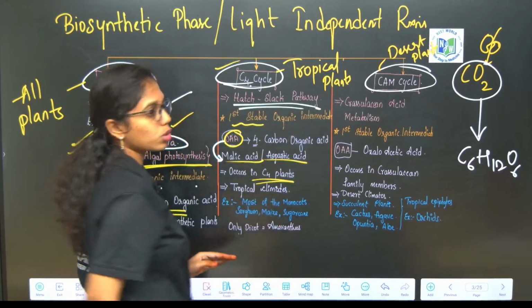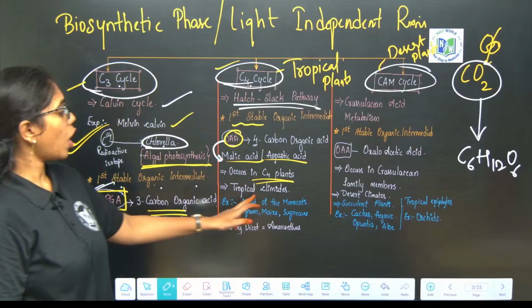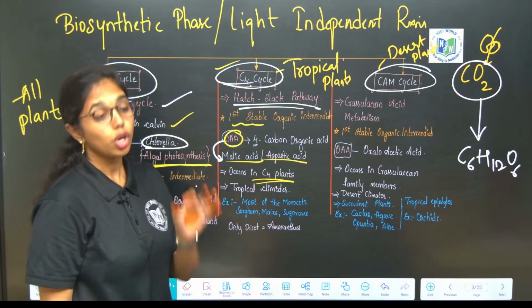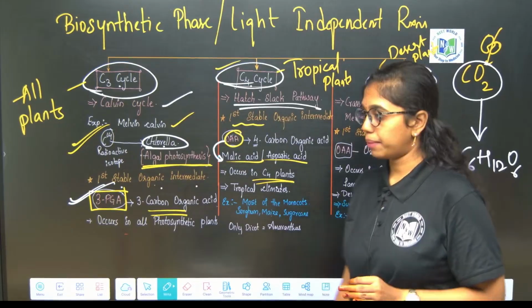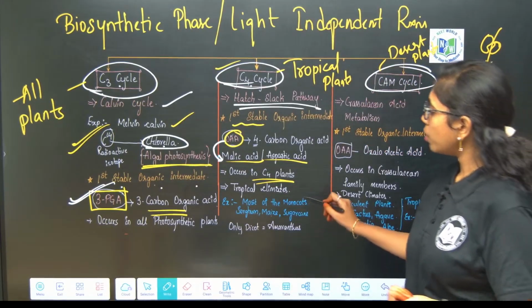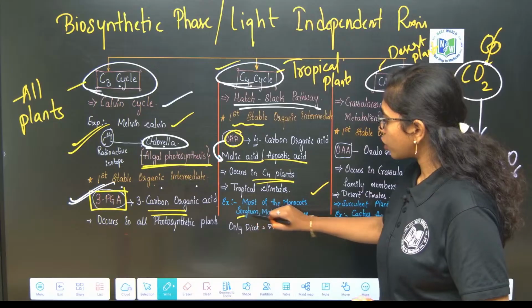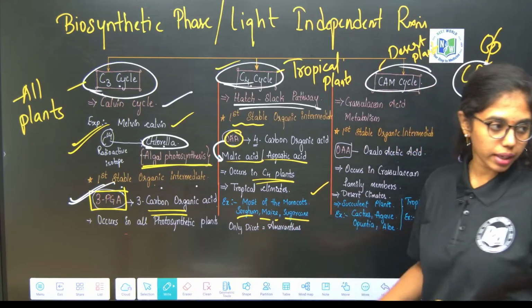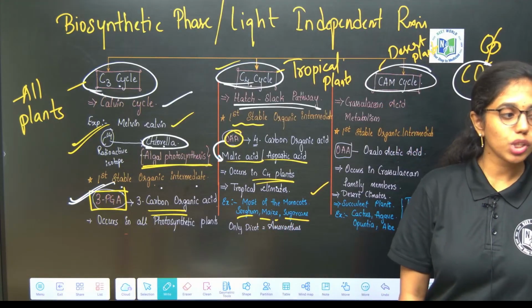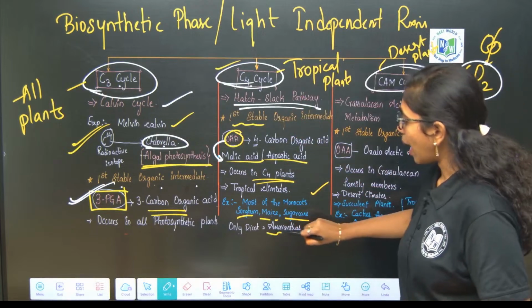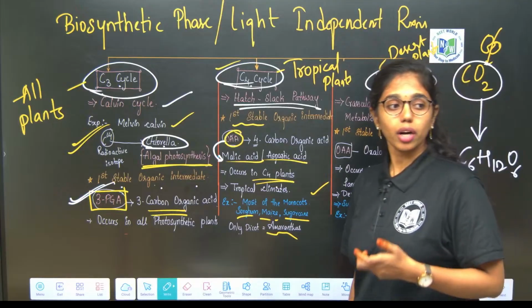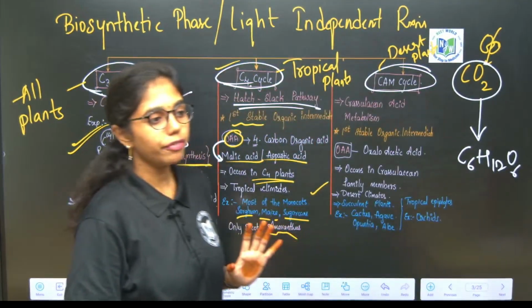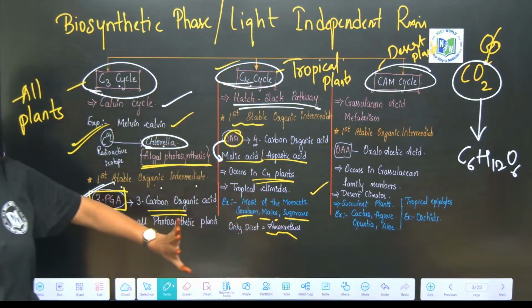Okay. This occurs only in C4 plants. C4 plants are mostly tropical plants. They occur in tropical climates. Most importantly, you have to remember the examples. Examples include most of the monocots like sorghum, maize and sugarcane. The only dicot which conducts the C4 cycle is amaranthus. Okay, amaranthus is the only dicot which will conduct which cycle? C4 cycle. Clear with the C4 cycle, beta?